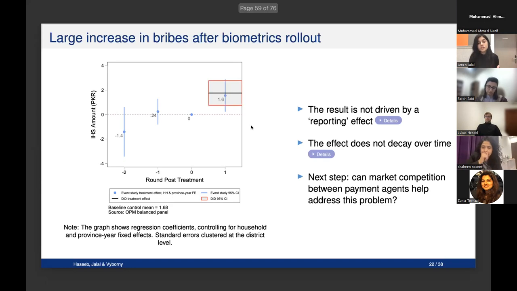This is also not an off-equilibrium type of effect, which just results from initial teething issues, because we test whether the effect is differential for places that adopted biometrics early and hence were exposed to the treatment for a longer period of time relative to places that adopted it late. If anything, in places that have had it for a while, the effect is stronger and more persistent.